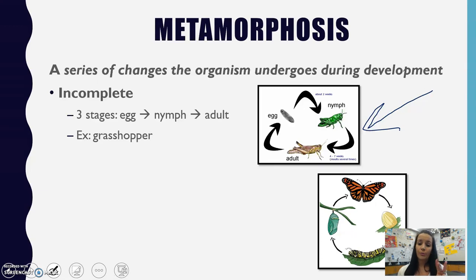So there's only three stages in incomplete. You have an egg, then you have a nymph, which looks like a baby, like a little miniature replica of an adult, and then you have an adult. And an example here would be a grasshopper.